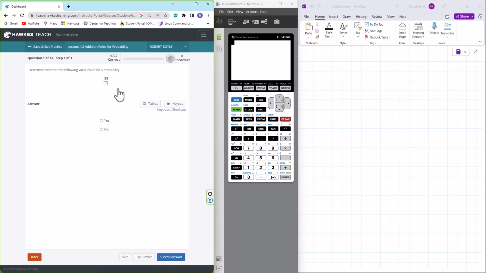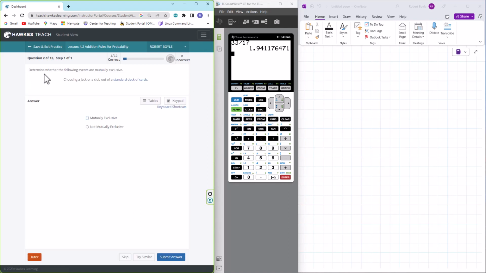Okay, once again, practice is the exact same type of problem. They just give you more feedback. And now we need to determine whether the following value could be a probability. The answer is no, it cannot be a probability. Why? This number is greater than 1. If you're not sure that number is greater than 1, you can go to your calculator and do 33 divided by 17. And you get 1.9. That number is greater than 1. This cannot be a probability.